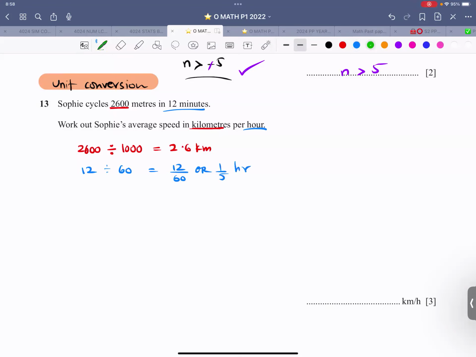So now we need kilometers per hour. So this is 2.6 divided by 1 over 5. That's 2.6 into 5 over 1. So that is 2 plus 0.6 into 5. 5 into 2, 5 into 0.6. That is 10. That is 3. This comes out to be 13. So therefore, this is 13 kilometers per hour. That's the answer for question 13.